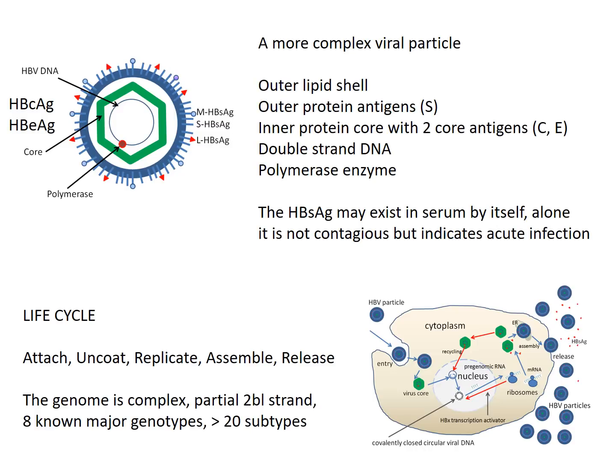Hepatitis B is a little bit more complex of an organism. It has an outer shell. It has outer protein antigens, one of which is really important, referred to as the S antigen. It has two inner core protein antigens, C and E. This is a double-stranded DNA virus, and it also has its own polymerase enzyme, which helps it copy its nucleic acid, its DNA, once it infects a host cell.